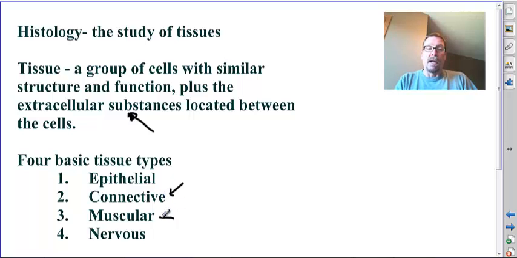We will not spend a lot of time. In fact, this tutorial is just going to talk about epithelial tissue. We're not going to spend a lot of time. We'll do the basics of what muscular tissue and nervous tissue are, but since we look at those systems as a whole, we'll cover more when we get there. So this first tutorial will be on epithelial tissue, and then we'll have another one specifically on connective tissue.